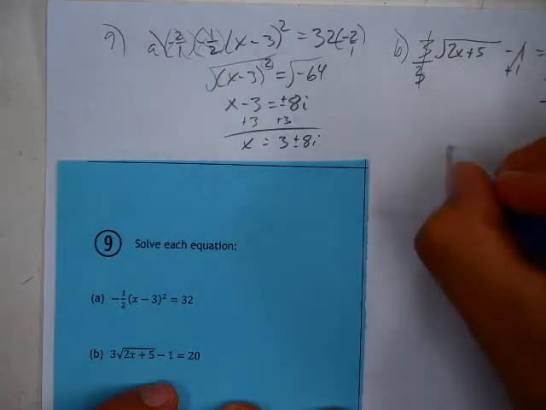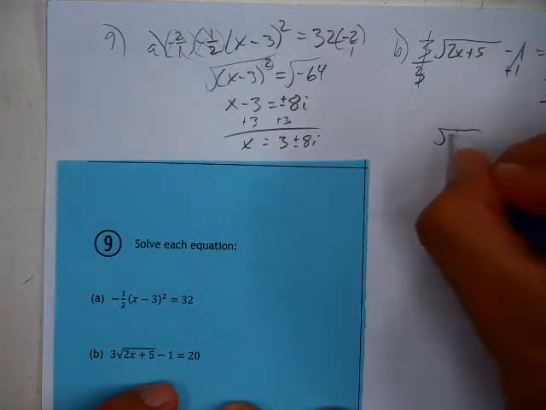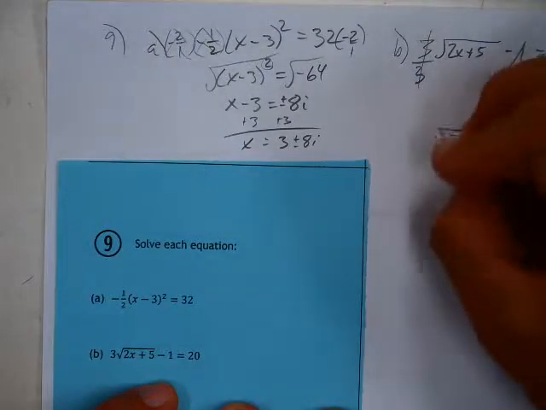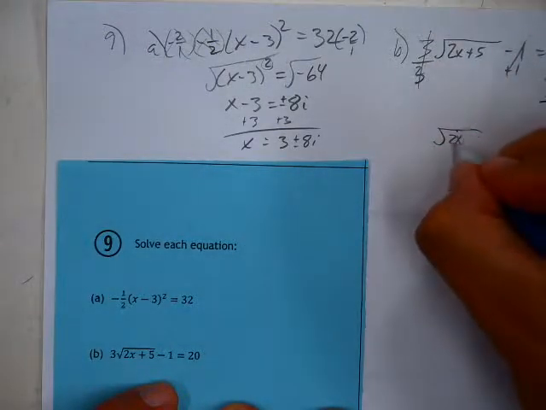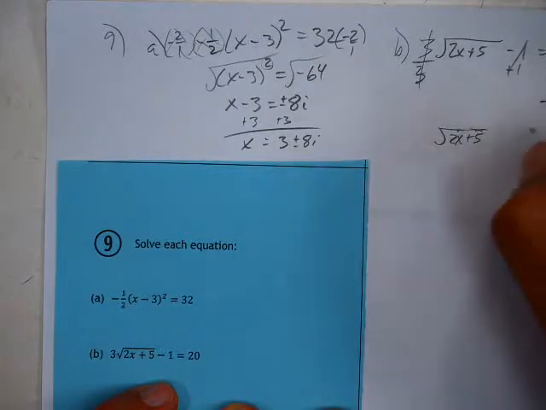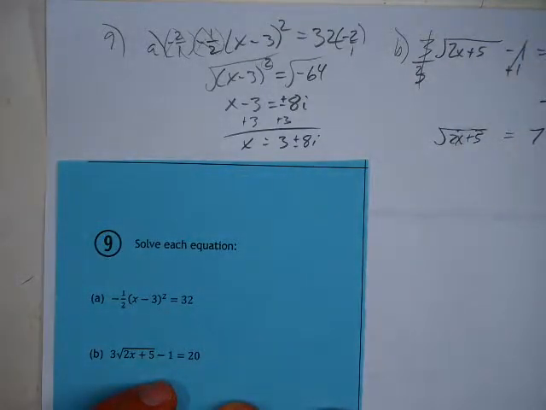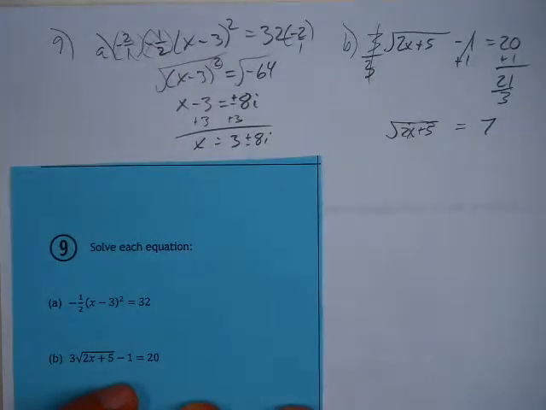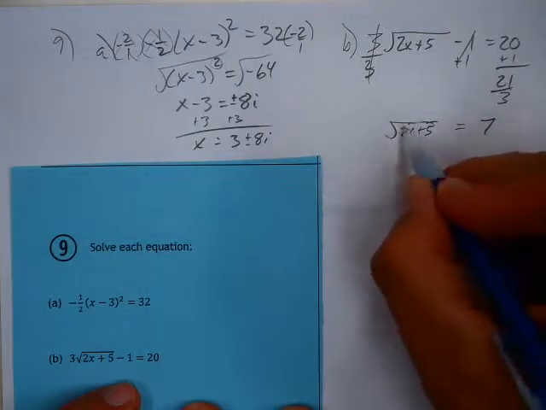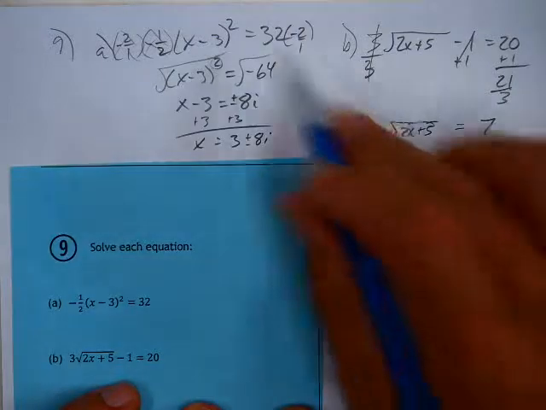What I have left here, I've got to clean this up a little bit. I've got the square root of 2x plus 5, and it's equal to whatever 21 divided by 3 is. That's a 7. There it is, sorry about that. So now, the opposite of what we had over here, I have a square root instead of a square.